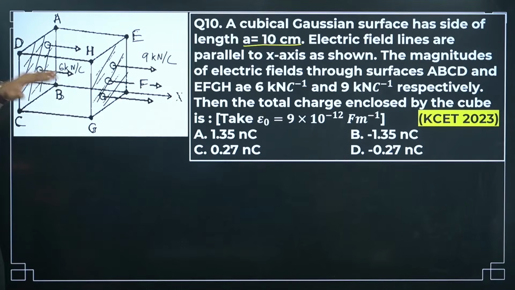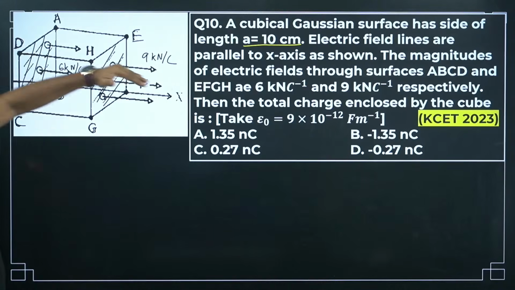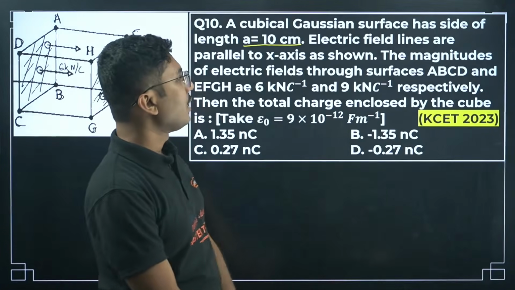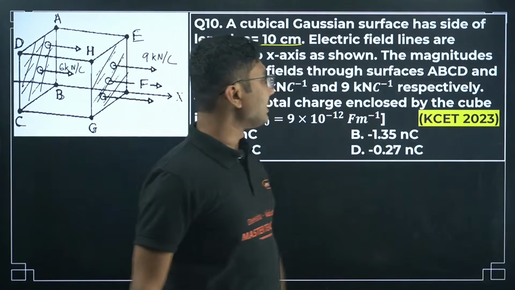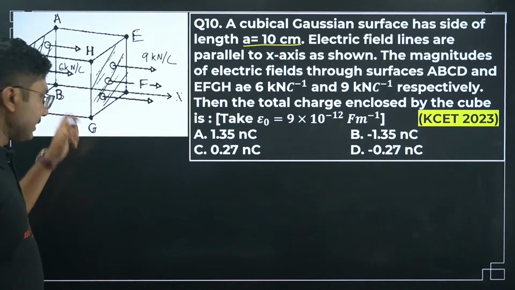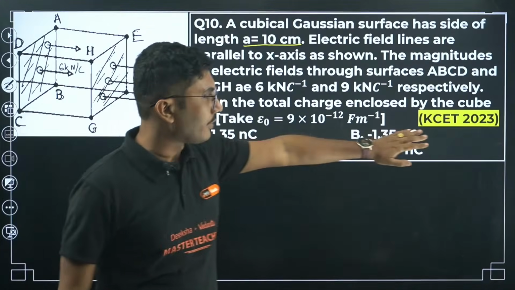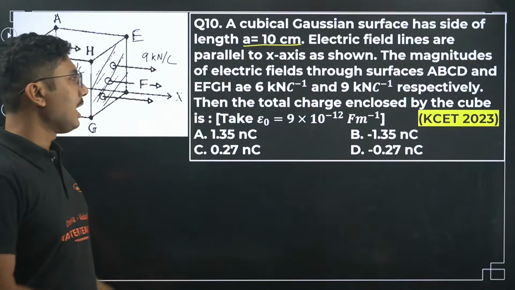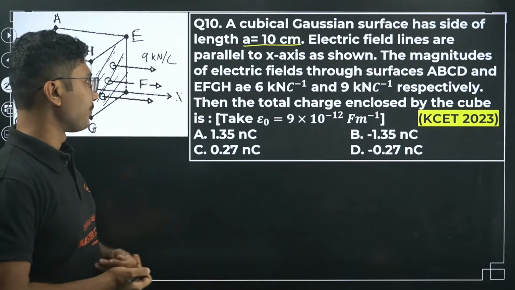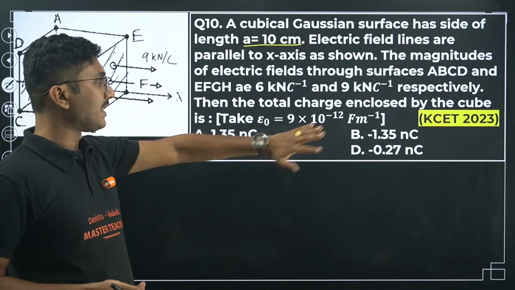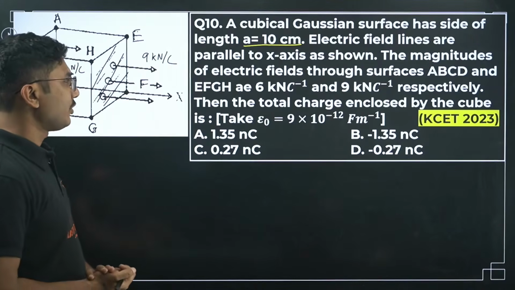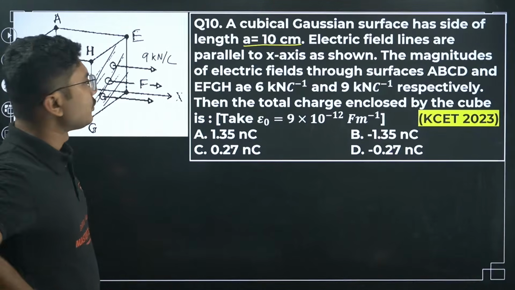Okay, so 6 kilonewton per coulomb is coming in, 9 kilonewton per coulomb is going out. So the total charge enclosed by the cube, again, is based on the concept of Gauss's law. This question is from 2023. So every year, if you see, one Gauss's law based question is coming. Epsilon naught value is given as 9 into 10 to the power of minus 12. So how to solve that?